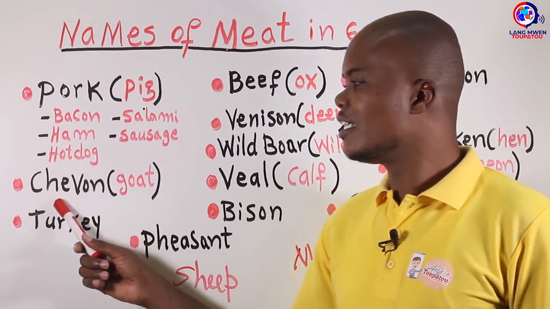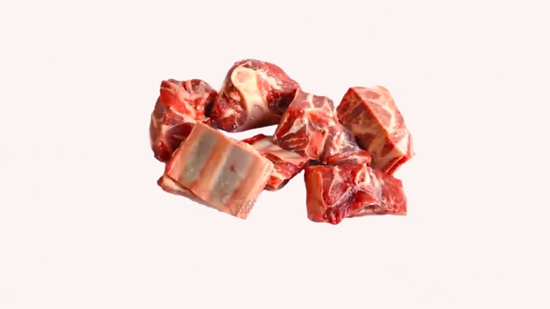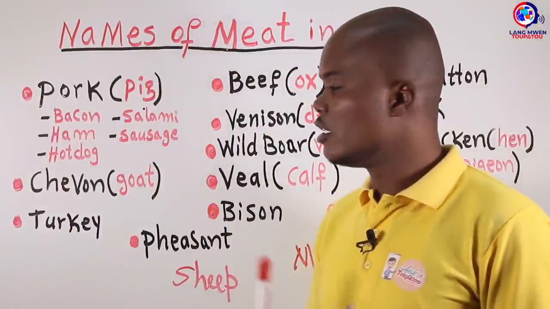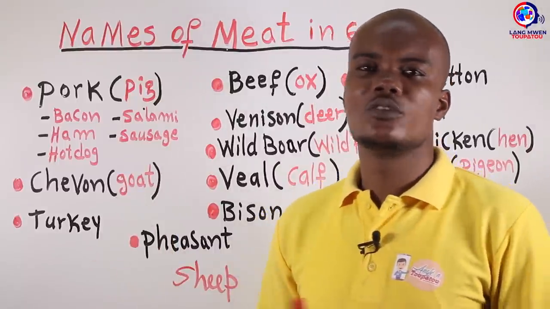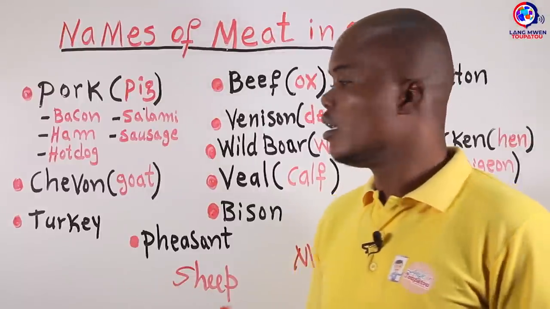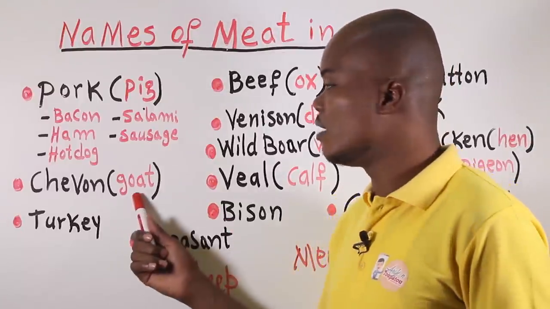Okay, let's go now to another. This is cheven. The next is cheven. Ça se prononce cheven. Okay, if you hear cheven, I love eating cheven. So dans le monde, on dit moi même manger cheven. Non, cheven is the meat of the goat.